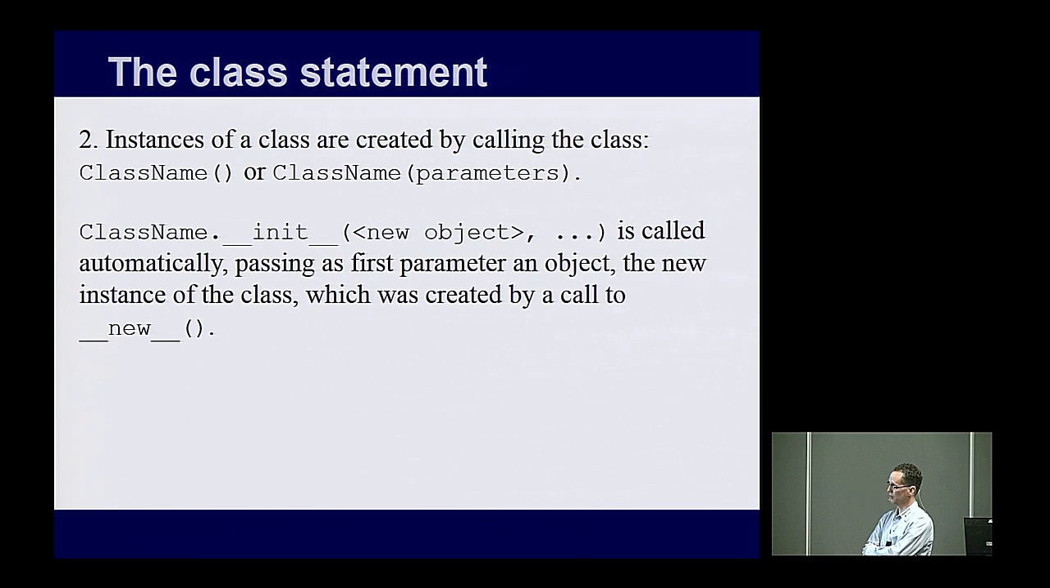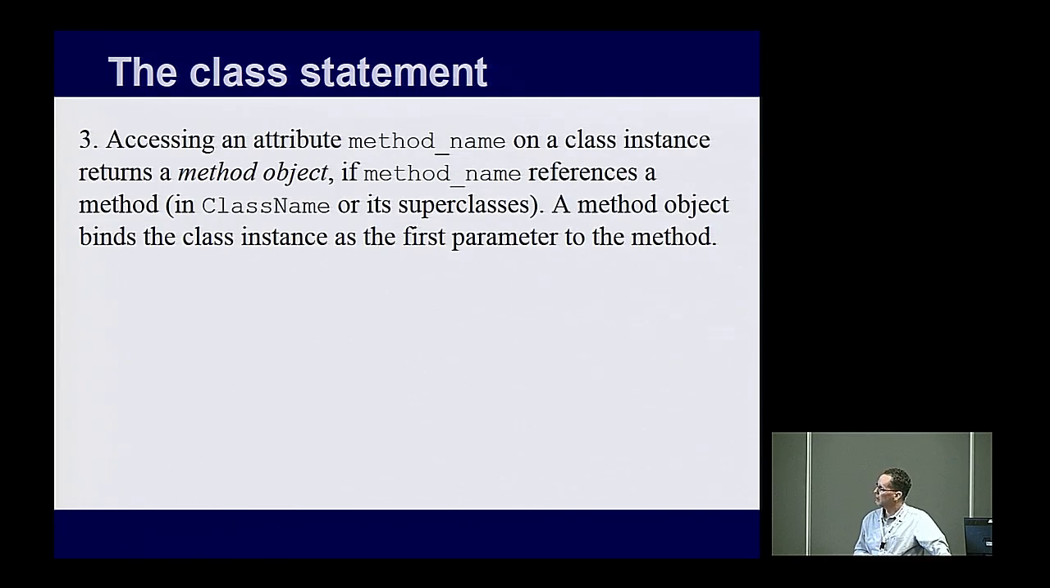So some people call dunder init a constructor, comparing it to languages like C++, and that's a significant difference because it doesn't actually construct the object, it just initializes it. And when you access a method name on a class instance, an instance of the class on the object itself, it returns a method object if it can find method name in the class. Okay. And it binds the class instance, the first parameter.